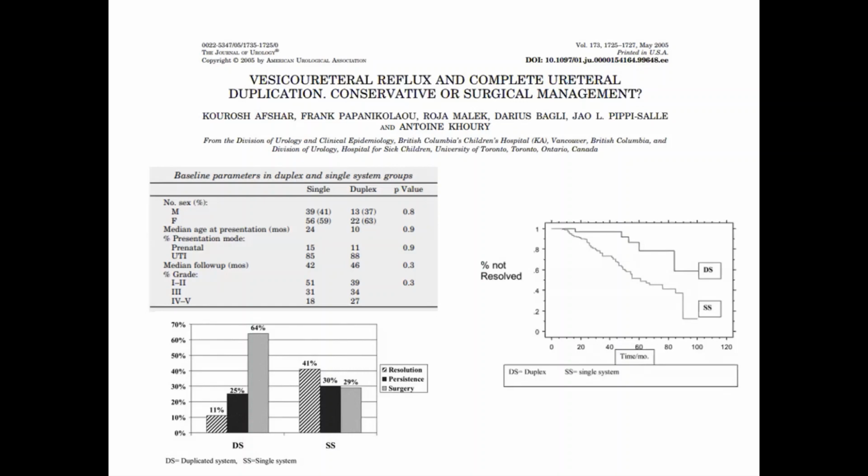So I think there's no urgency to operate on kids like that. And we know that a lot of kids with grade 1, 2, and 3 reflux never end up needing surgery. But I think if you have a duplex system and grade 4 or 5 reflux, the chance of resolution is very small, and you need to talk to the families about possibly intervening.